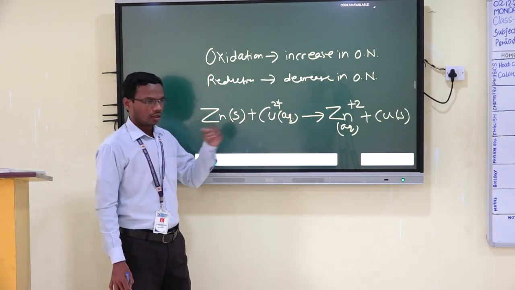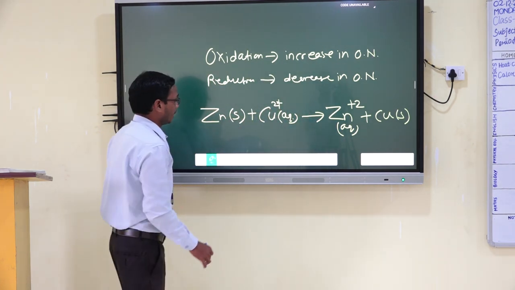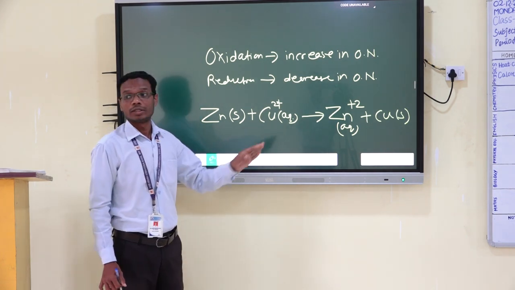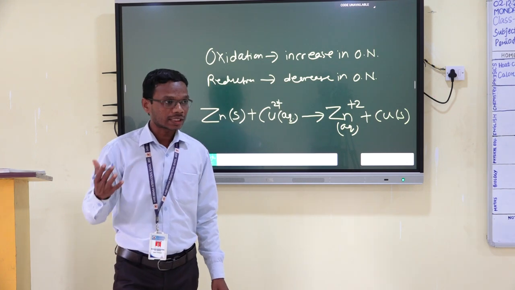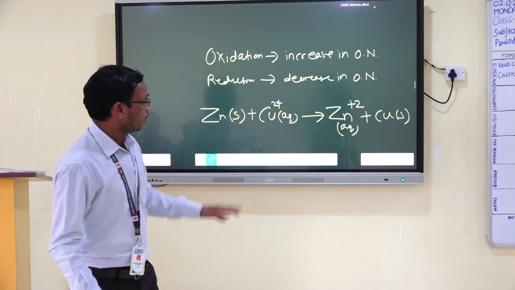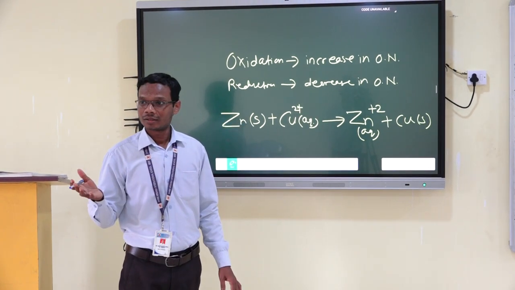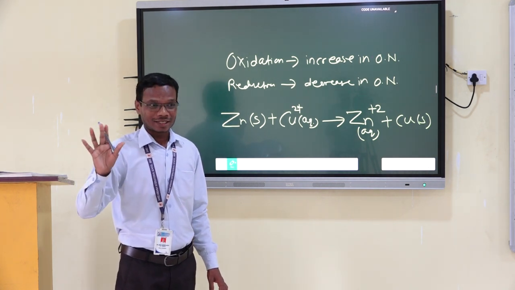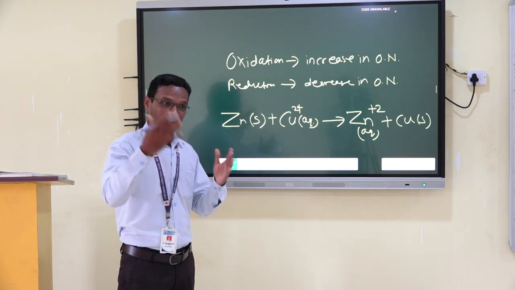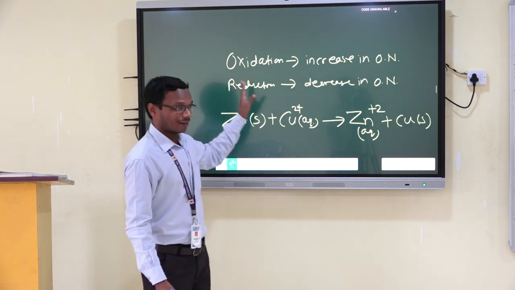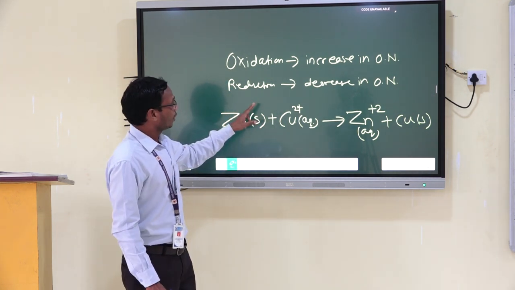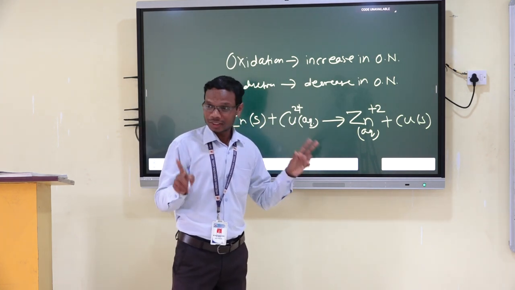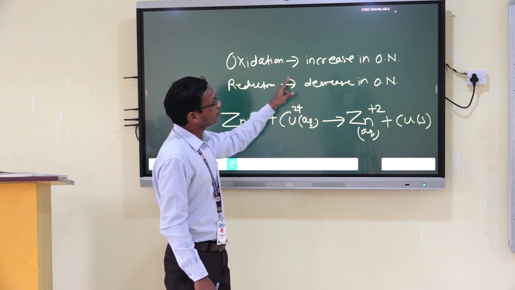Understand this reaction? Yes or no? Now say which one is oxidized and which one is reduced. Try to say which one is oxidized. Why? Due to loss of electron. Okay, that is right, that is our old topic. But here we have to say due to increase in oxidation number. That is also right, but in this condition, we have to say due to increase in oxidation number.